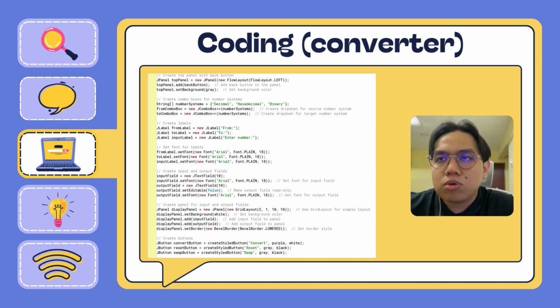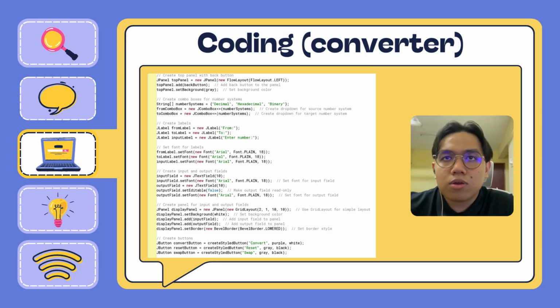At this coding, we will add a new panel to the left and create combo boxes for the number system. At this coding, we will create an array of number system options. We have three, which are decimal, hexadecimal, and binary. And after that, we will be creating labels. For the labels, we will create labels for from, to, and input number.